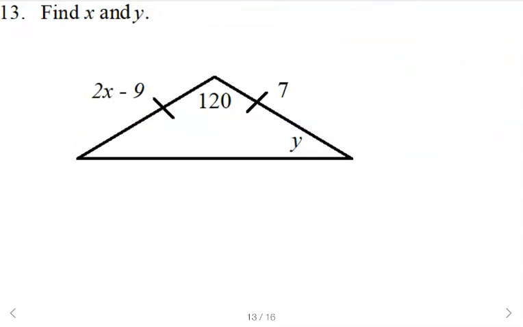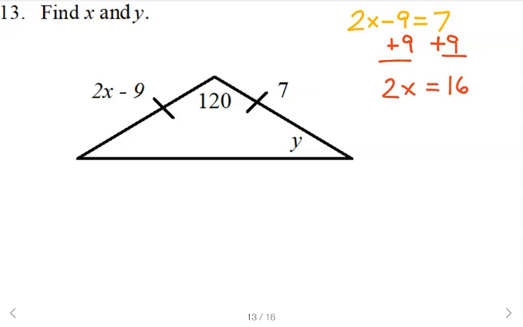We've got an isosceles triangle here. Notice the markings. And so those sides are congruent, their lengths are equal, so we can write 2x minus 9 equals 7. Two-step equation from there, add 9, get 2x equals 16, and then divide by 2. And so we get x equal to 8.